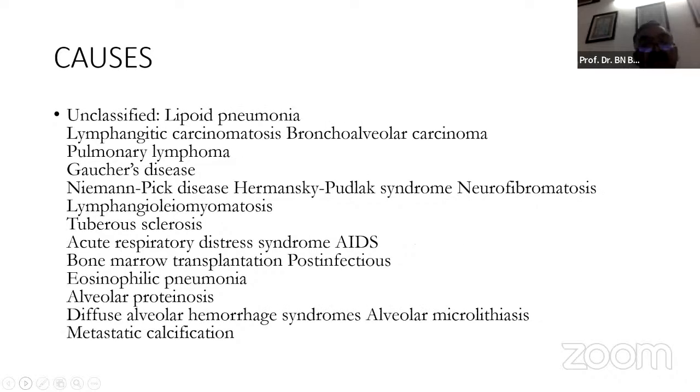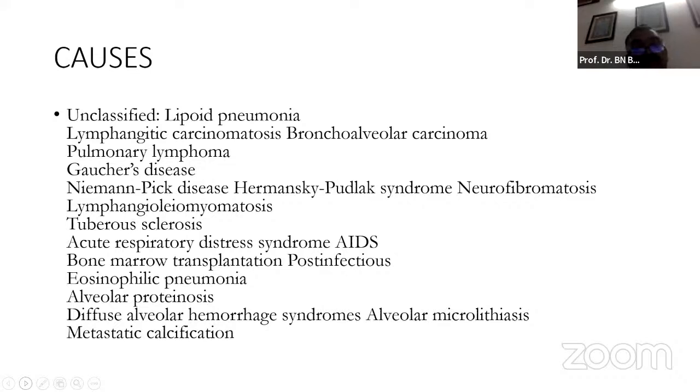So, lipoid pneumonia, lymphangitis carcinomatosis, bronchial cell carcinoma. Earlier, they used to say interstitial lung disease means non-neoplastic and non-infective causes. Even the lymphangitic involvement due to sarcoidosis and then sometimes bronchial cell carcinoma, they all can present like interstitial pneumonia.